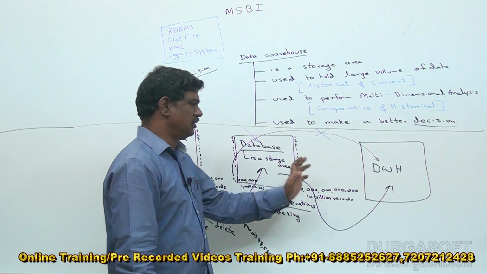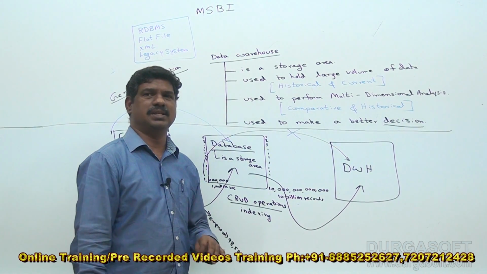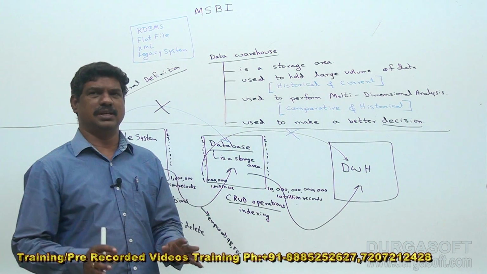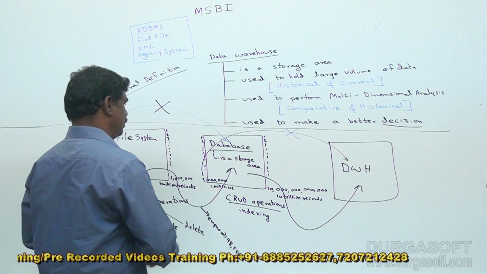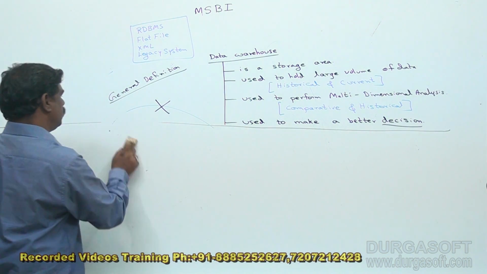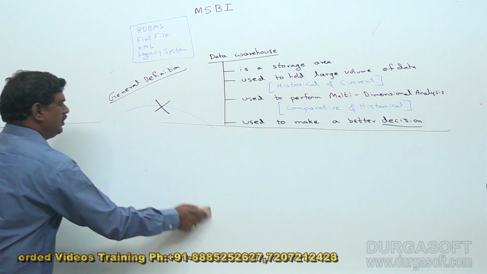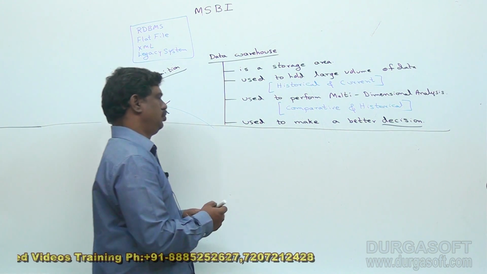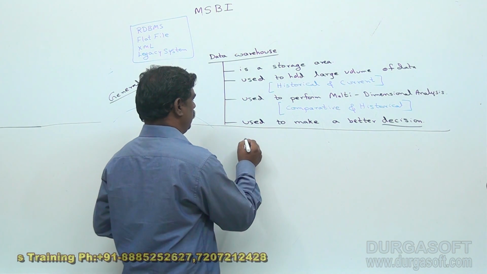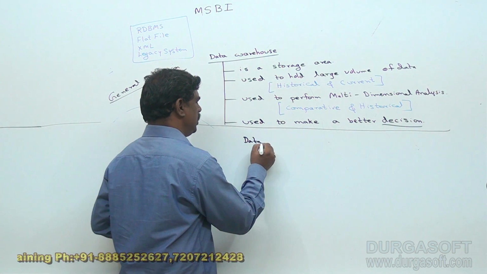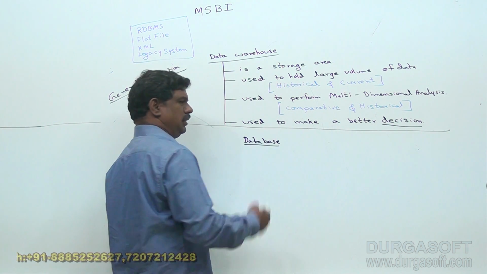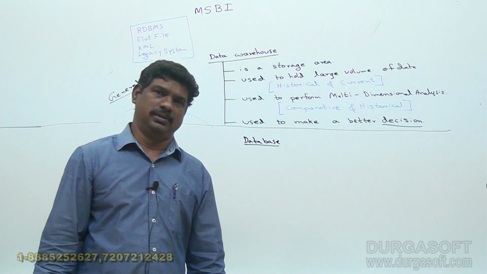But as per this process, we are representing it as a storage area, a general definition. Technically, what is it? We will see about the data warehouse system, because to learn the data warehouse system or MSBI, we say database is a prerequisite. So what is a database? As per the previous definition, we are saying it is a storage area. But technically, is it a storage area?